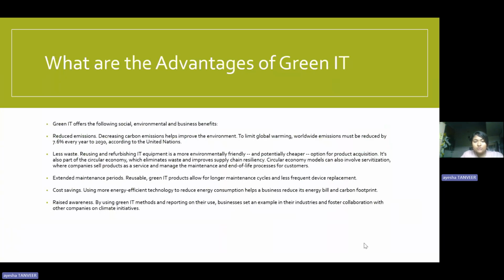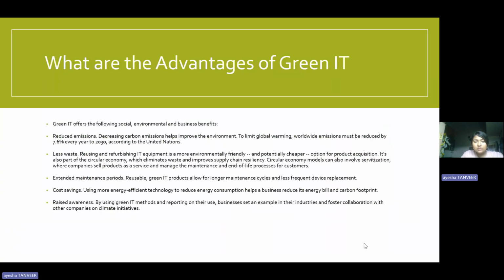Less waste. Reusing and refurbishing IT equipment is a more environmentally friendly and potentially cheaper option for product acquisition. It is also part of the circular economy, which eliminates waste and improves supply chain resiliency. Circular economy models can also involve servitization, where companies sell products as a service and manage the maintenance and end of life processes for customers.